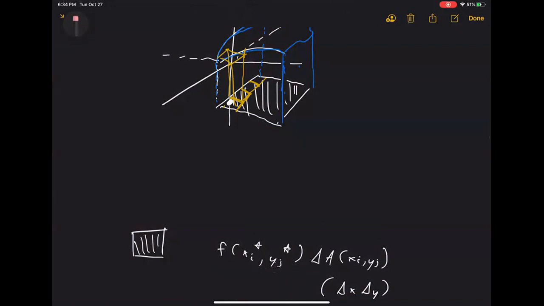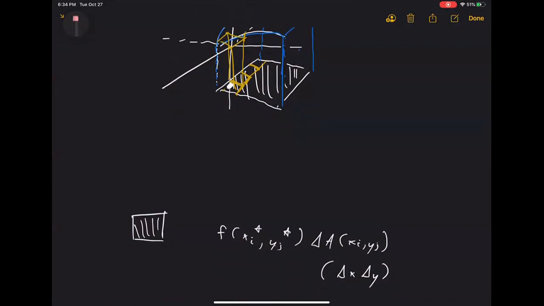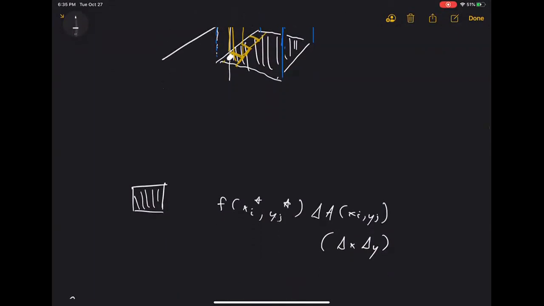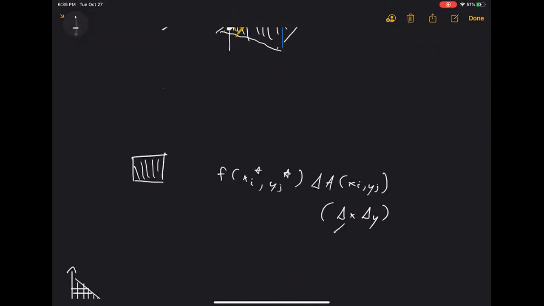And then what is this delta A term? Well, that's the area of my base, okay? And that area, we could consider as delta X times delta Y, the length of the box times the width of the box.